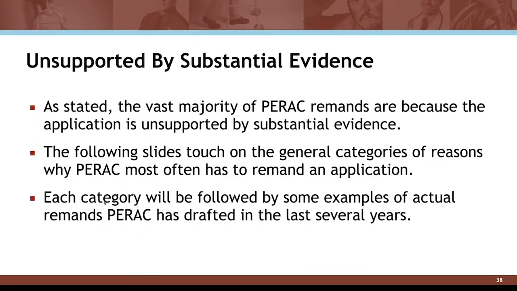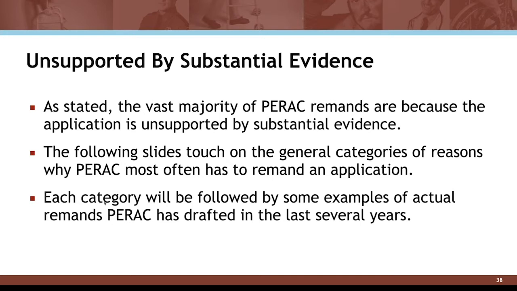Moving on from the unlawful procedure aspect, the next, and as I said, the most common reason why we have to remand an application is when it is unsupported by substantial evidence. The board must remember that the board is the finder of facts. It's very important that the boards make findings of fact because oftentimes they can clarify if there's any ambiguity in a member's application. Oftentimes there is this ambiguity, and that is the reason why PERAC must remand it.